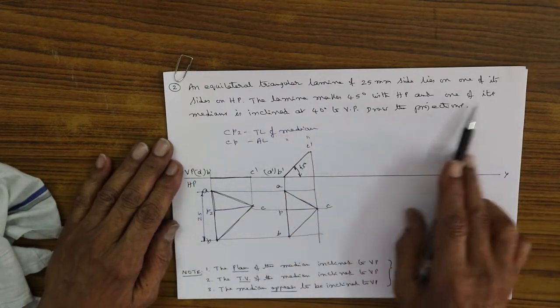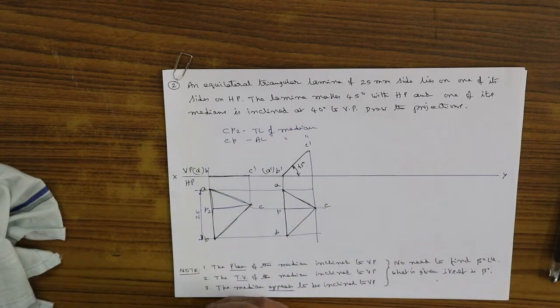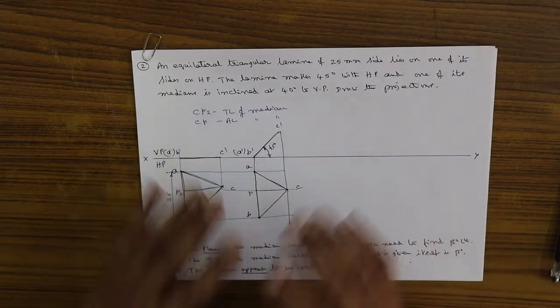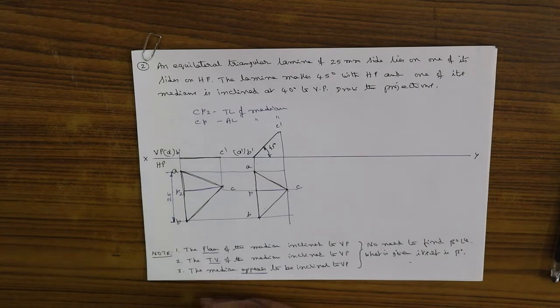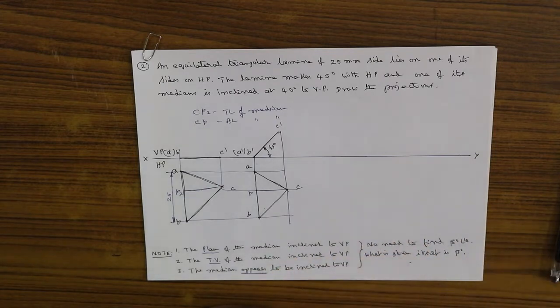It clearly says one of its medians is inclined to VP at 40 degrees. Now, I would like to make one point very clear regarding this sentence. Please listen to me carefully. A straight line AB inclined to VP at an angle of 45 degrees: that 45 degrees is the true angle, theta, for a given length, let us say 80 millimeter.